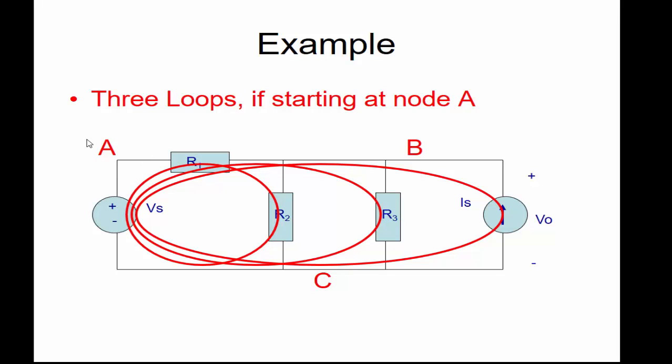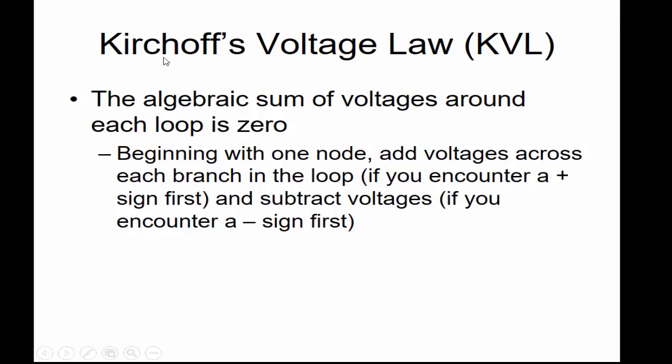Now, it is very important to understand this point, guys, because when it comes to solving problems, these loops are going to be used very often. Now, if we look at Kirchhoff's voltage law, which is the KVL, what does it say? It says the algebraic sum of voltages around each loop is 0. So if I take any loop and add up the voltage drops and the voltage sources in the loop, they will have to add up to 0.